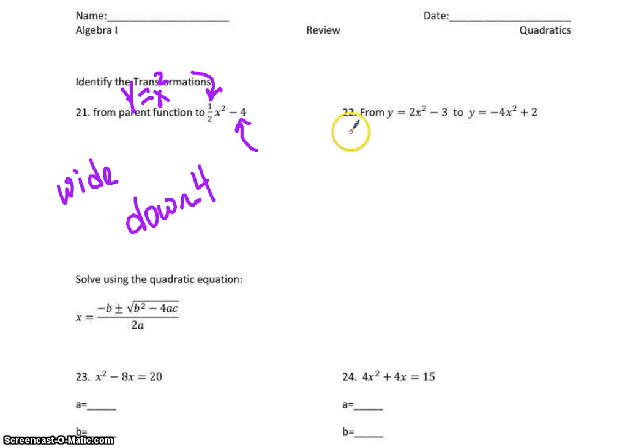Number 22. We're going from one equation to another, okay? You will not list transformations for each of these. These are being compared to each other. I went from a 2 to a 4. Don't look at the sign. From a 2 to a 4, I got bigger. That makes it narrow. So then I went from a positive number to a negative number. That causes a flip.